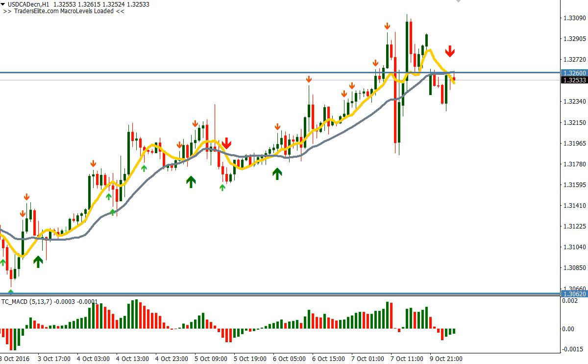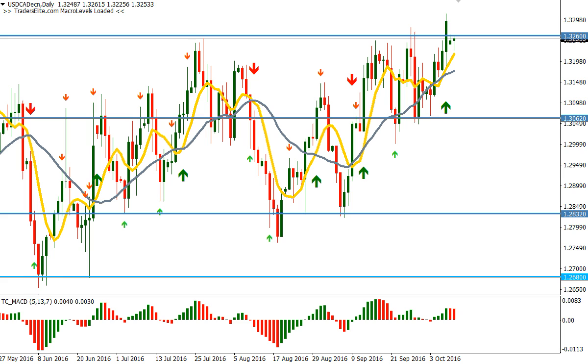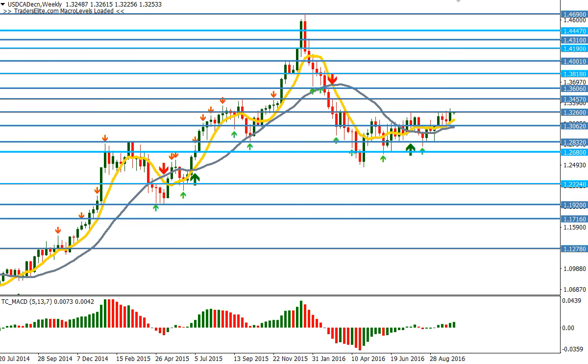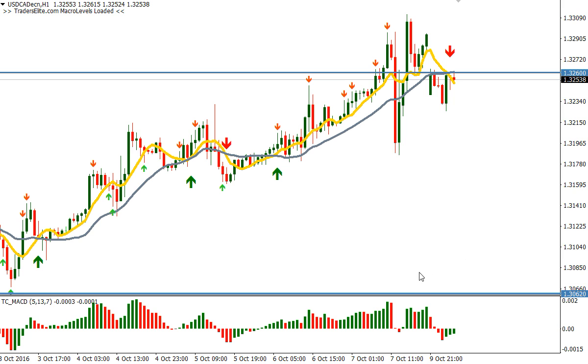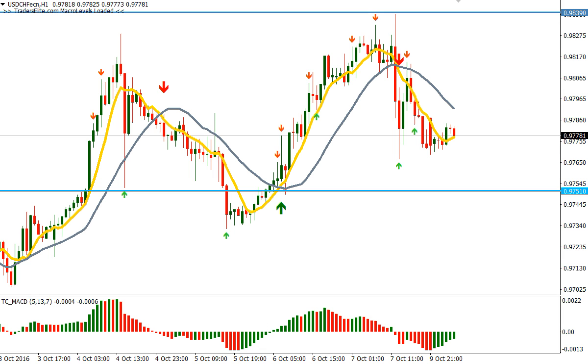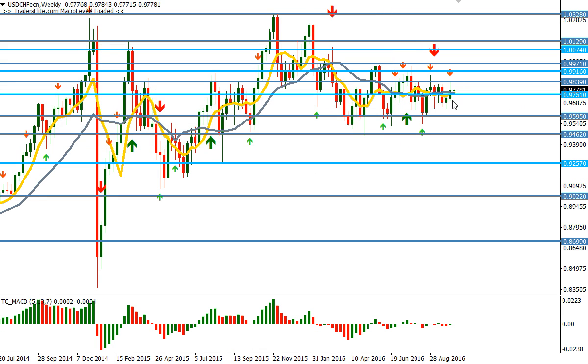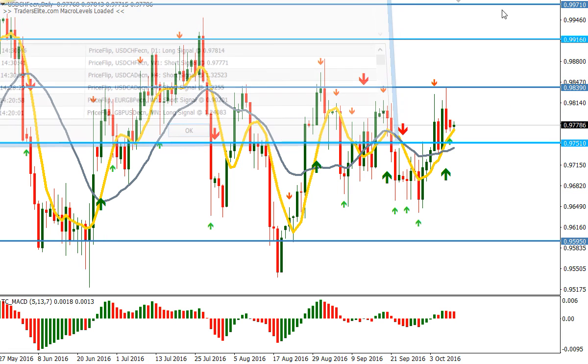But overall, we're still long, all the signals are showing long: the 4 hour, the daily, and the weekly. So it's just a matter of getting in at the right time. Okay, dollar Swiss, downward on the 1 hour, very much sideways on the weekly, indeterminate. This is nice.